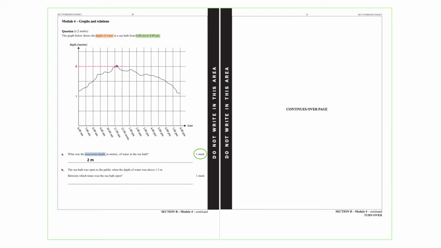Part B. The sea bath was open to the public when the depth of water was above 1.5 meters. Between which times was the sea bath open? Let's draw a line at the depth 1.5 meters. We are interested in the values above this line. And these values occur between 8 a.m. and 6 p.m. So the sea bath was open between 8 a.m. and 6 p.m. This question is worth 1 mark for the correct answer.